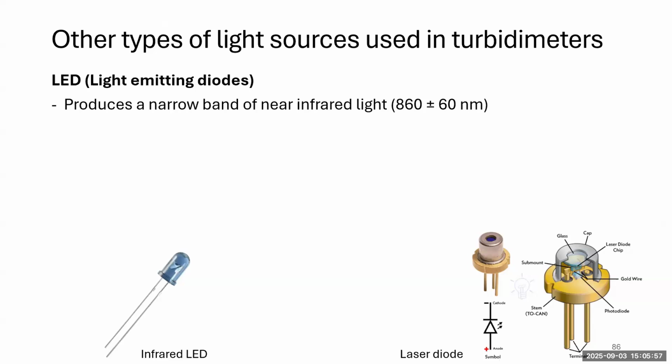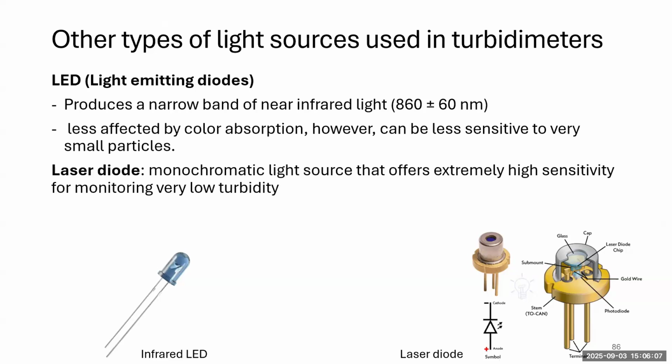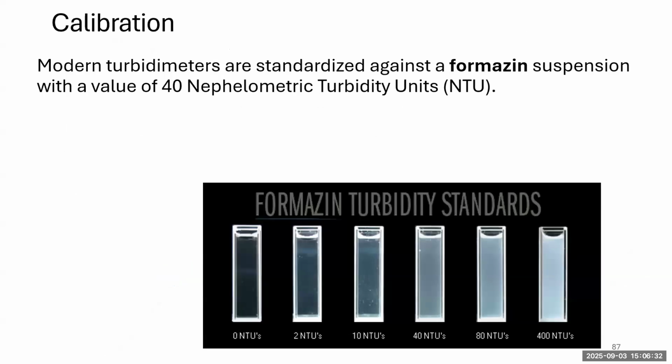Some of the models, you can use an LED lamp that produces an infrared light, invisible, and it makes it less sensitive to absorption for color particles. There's also laser diodes that offer some extra sensitivity for very low turbidity. And there's even dual LEDs where you have a white light and an infrared light to compare and contrast findings between the two. The white light might have some reflection or absorption where the infrared wouldn't be affected by that.